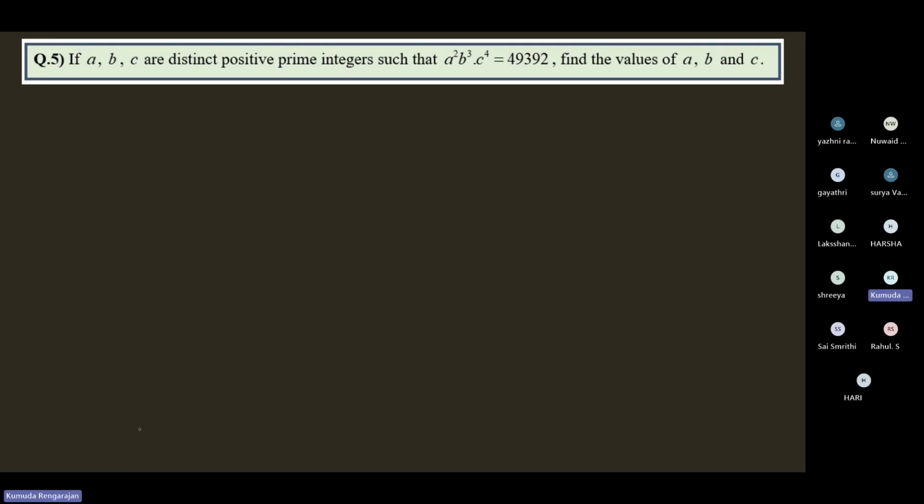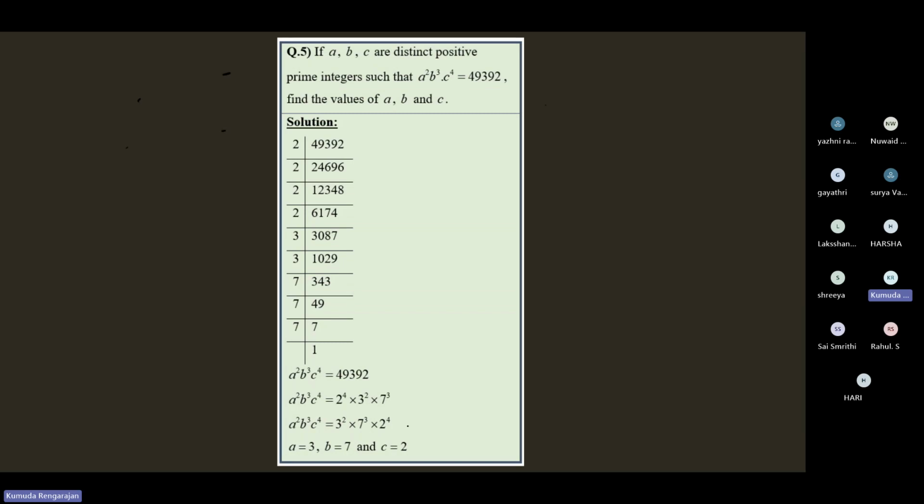If A, B, C are distinct positive prime integers such that A square B cubed C to the power 4 is equal to 49,392, find the values of A, B, and C. Simple question. So just have to find the prime factorization. Work the prime factorization of the given number. Now, this is given to you. A square B cubed C to the power 4 is equal to 49,392.